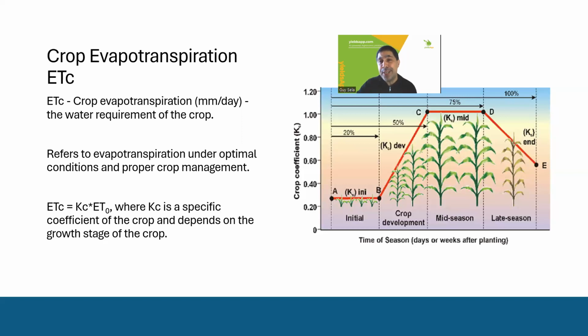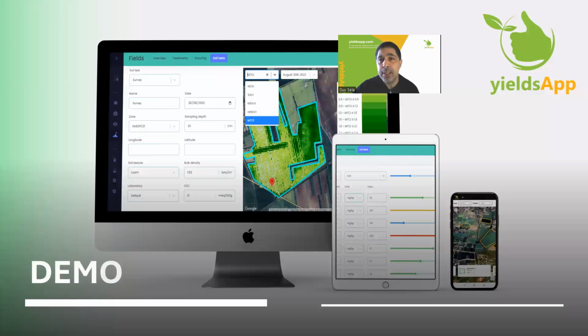Now, the challenge here is, of course, to know what the KC is. There are tables for that, but there are also technologies to allow us to know the KC, and of course the evapotranspiration.